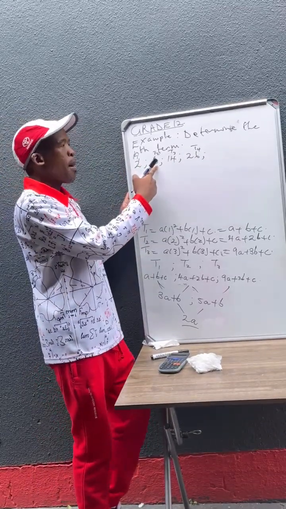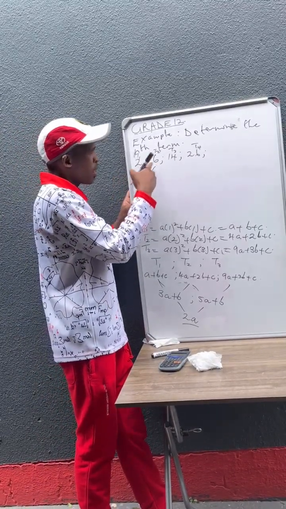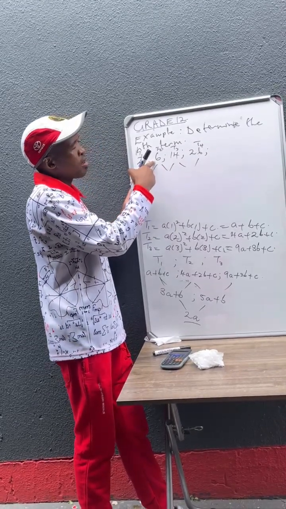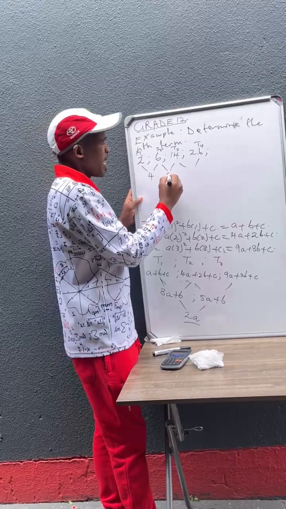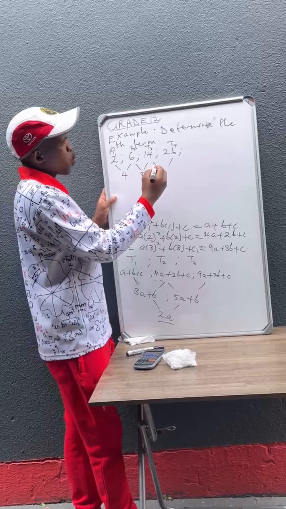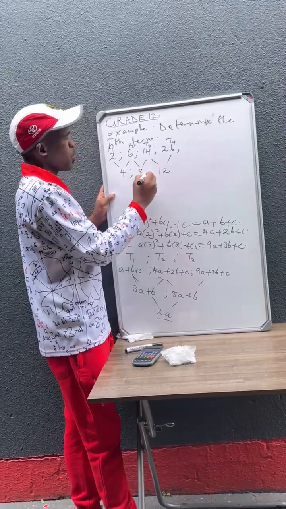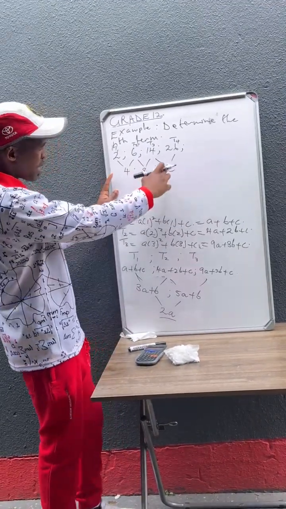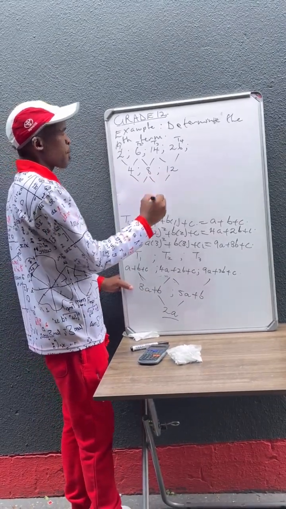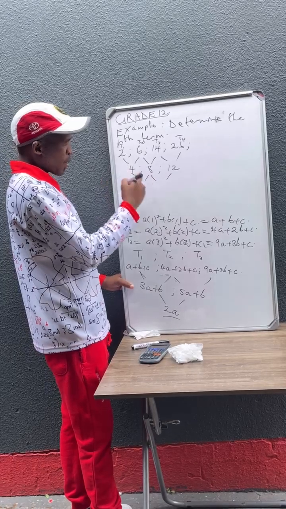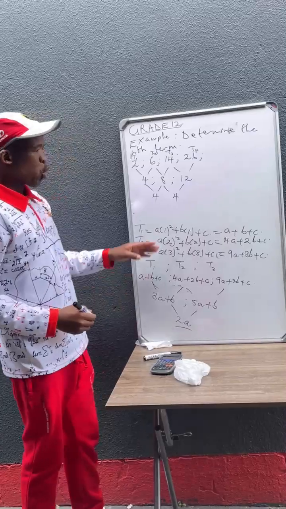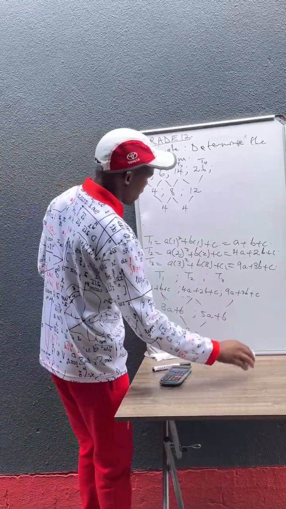So T2 minus T1: 6 minus 2 becomes 4. 14 minus 6, you get 8. 26 minus 14, we get 12. So this is the first difference. Now I need to continue: 8 minus 4, I'm getting 4. 12 minus 8, I'm getting 4. So this is what I'm having in this particular case, right?